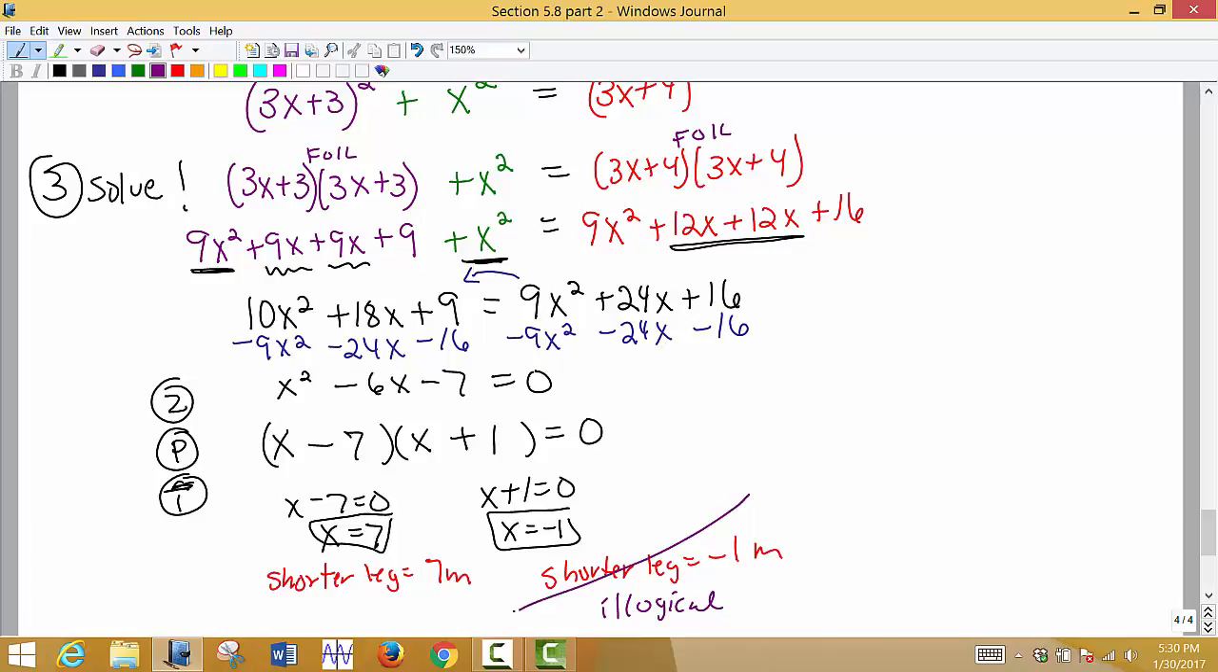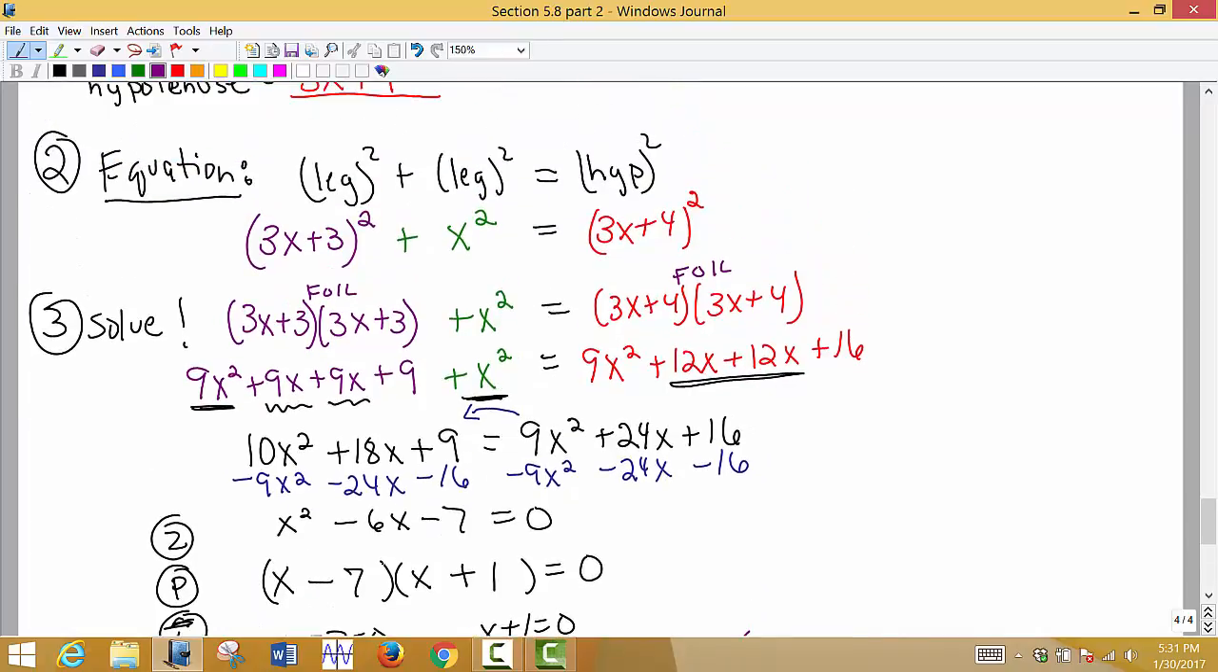So I will reject the negative solution based upon the logic that we're representing the shorter leg with meters. So -1 meters is illogical. So I will keep the solution that x is equal to 7 meters. And I need to make sure that I answer the question for finding all sides of the triangle.